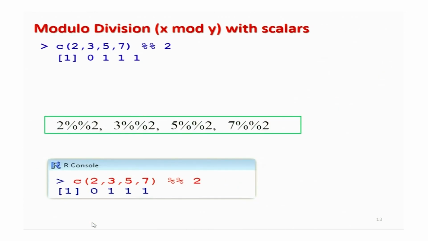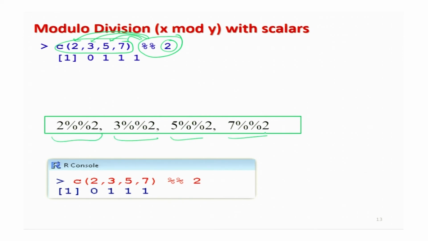Now in case you try to take the first data vector as C(2, 3, 5, 7) and the second value as a scalar. In this case, if you try to operate the modulo division, what will happen? Now this modulo division is going to be operated on each of the elements 2, 3, 5 and 7.